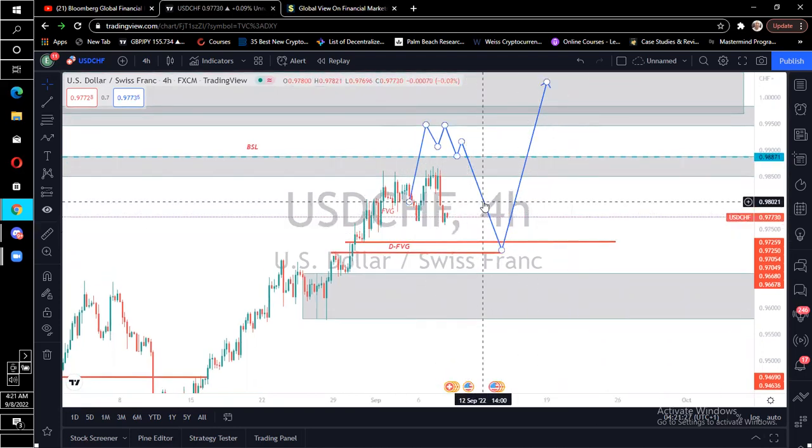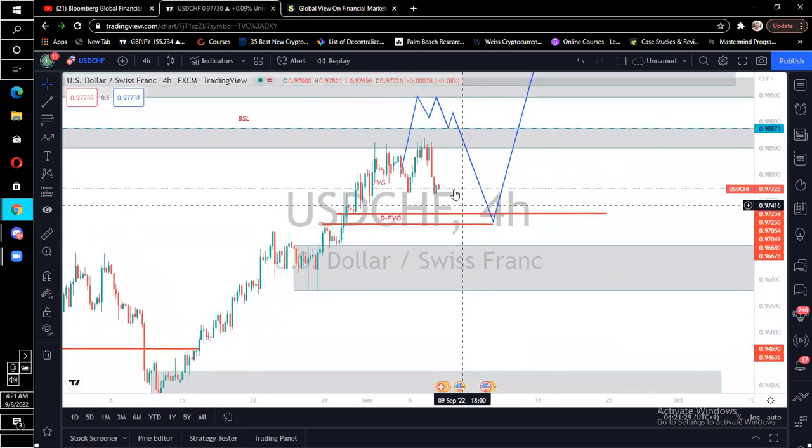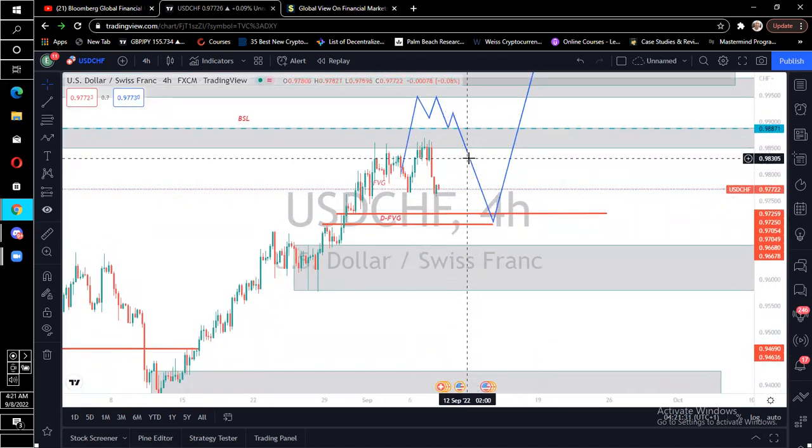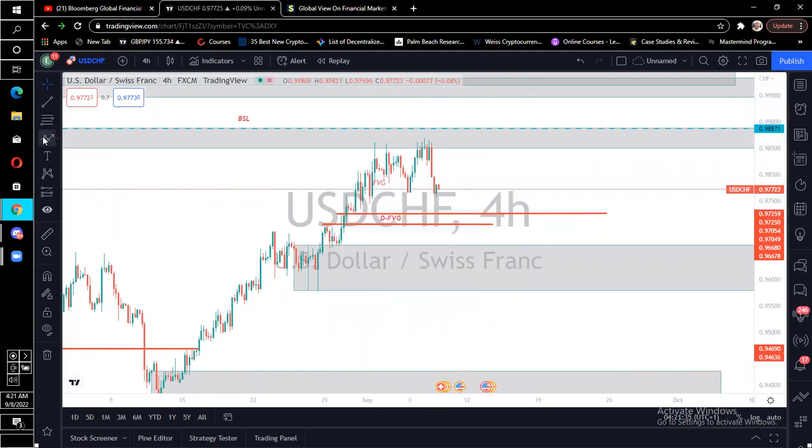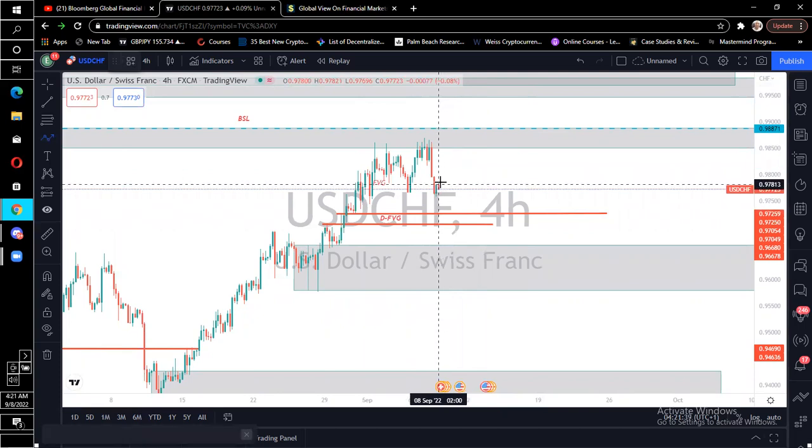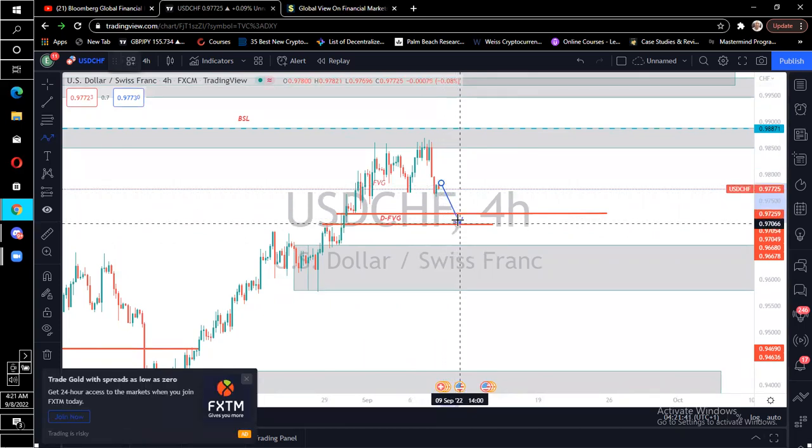Another thing I want us to know is what we'll be expecting from this particular pair from now, based on what we have seen here. We want to see them look at this FVG. They've entered the FVG, so I'll be expecting a push to downside. This is what I'll be expecting to see.